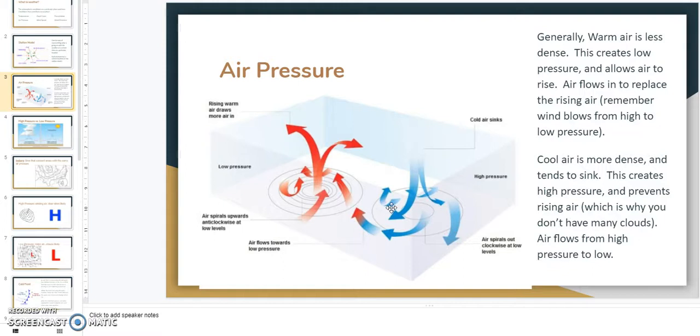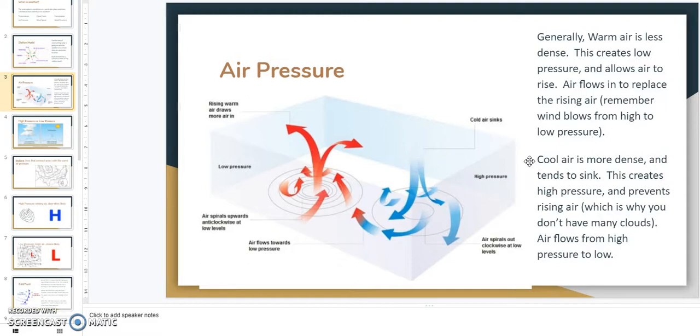Remember, when air is heated, it expands. The air molecules move further away from each other. They will collide less, which means low pressure. But because the air has expanded, it's less dense and it's going to rise. Because this air is rising, other air has to flow in to take its place. That's what creates winds. Remember, wind goes from high pressure to low pressure.